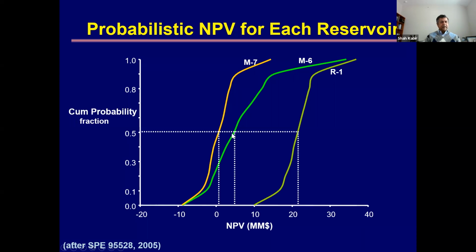This reservoir, again, 50% probability it will be on the positive side. So M7 has a question mark, that it is barely over 0. And that's how you evaluate it. So we probably shouldn't drill a second well here because we cannot justify the cost for that well. So this is just the tip of the iceberg.